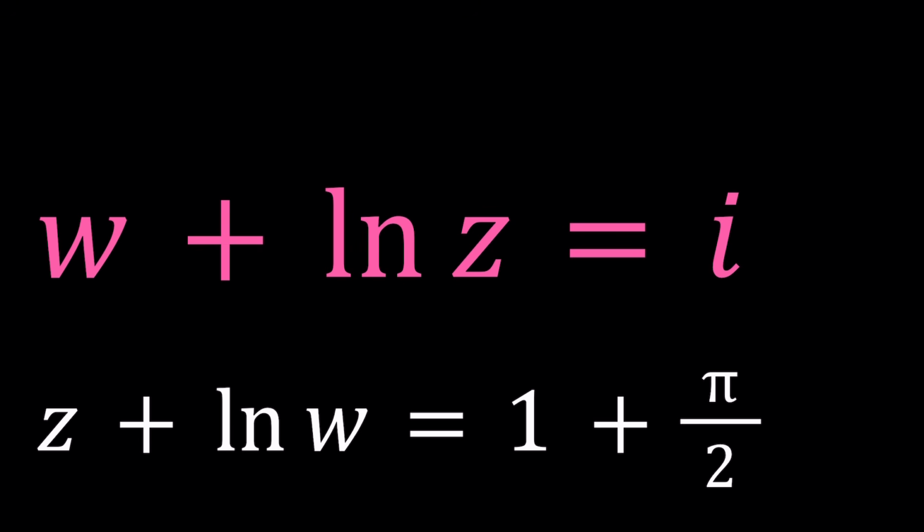W plus ln Z is equal to i, and Z plus ln W is equal to 1 plus pi over 2. It's actually supposed to be 1 plus i times pi over 2 as far as I remember. Anyways, I forgot the i there. Let's go ahead and add that real quick. Hopefully, I'll fix it on the thumbnail if I made the wrong one. Great, now let's go ahead and see how we can solve a system like this one.